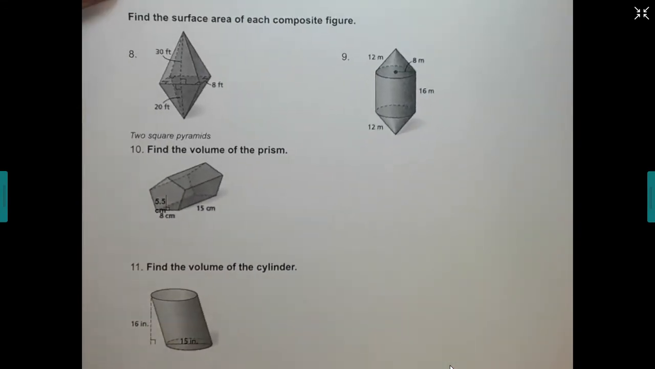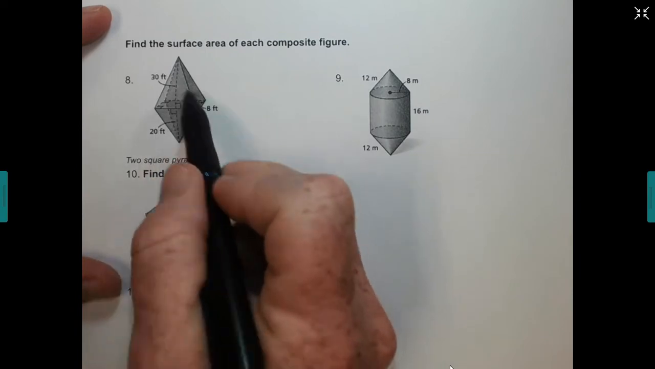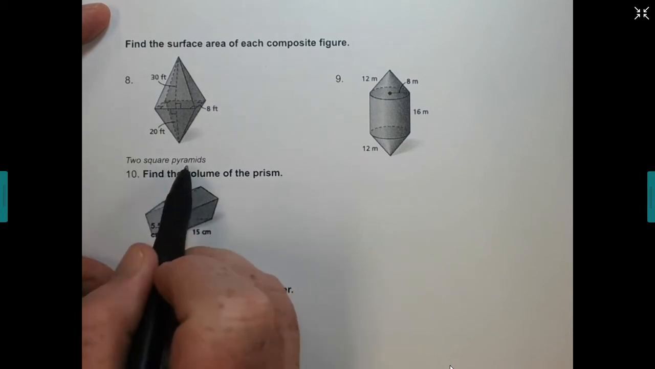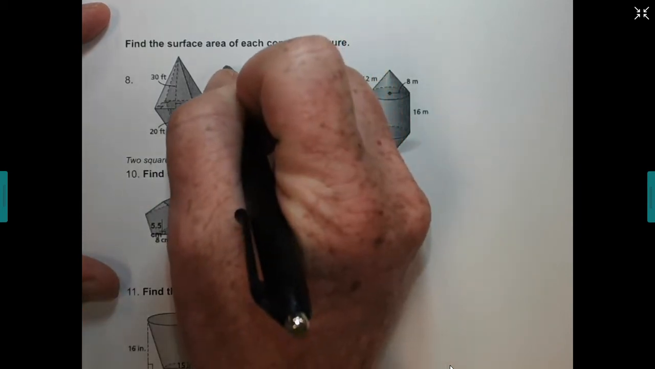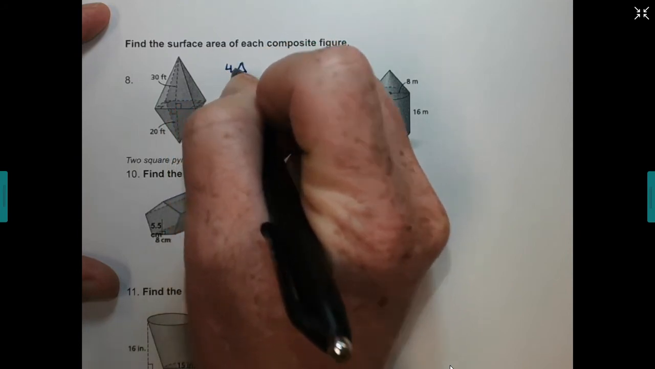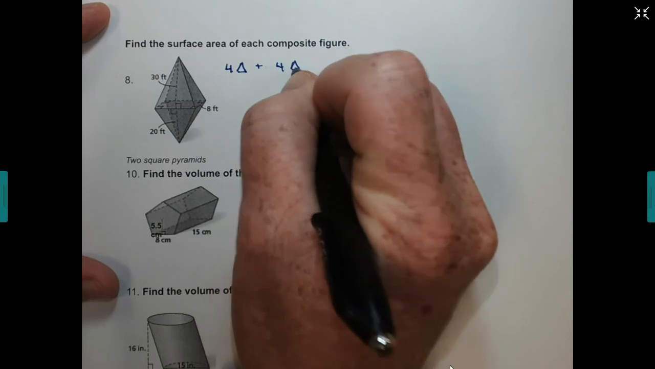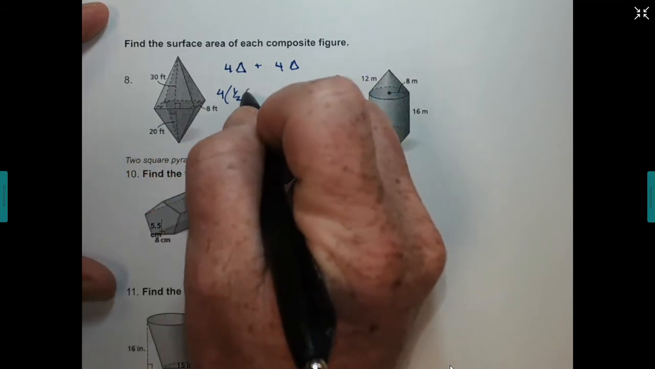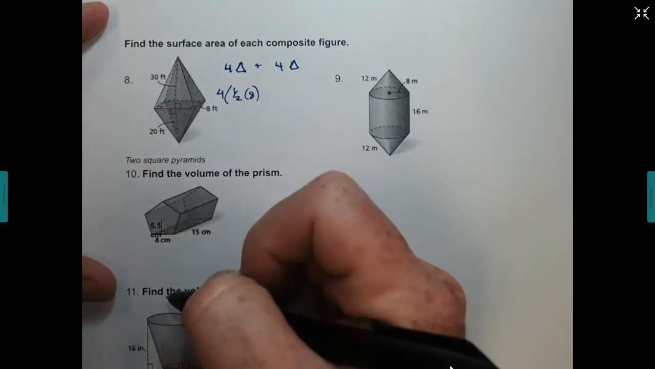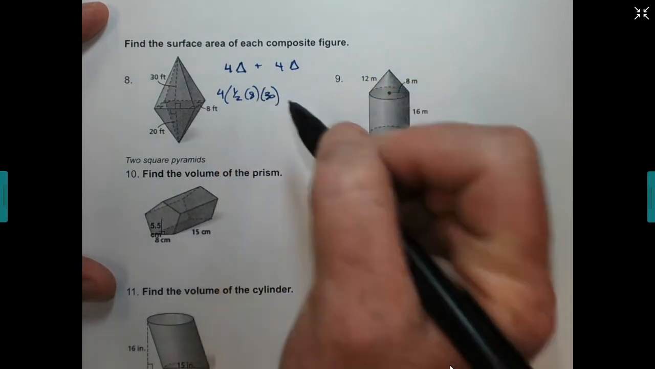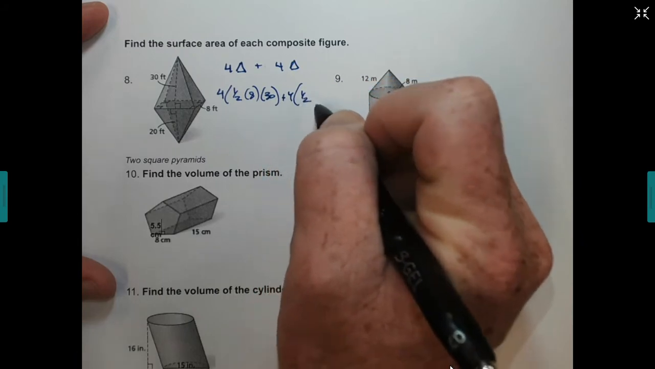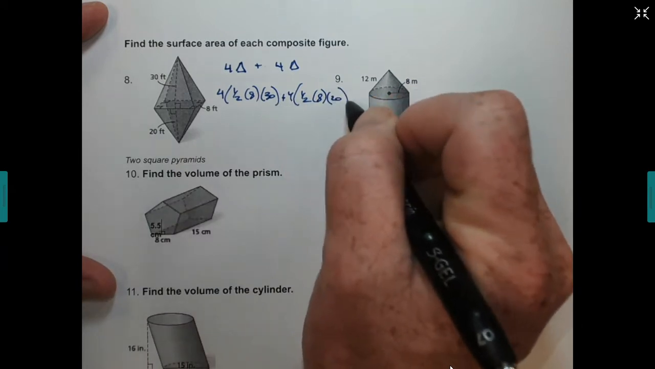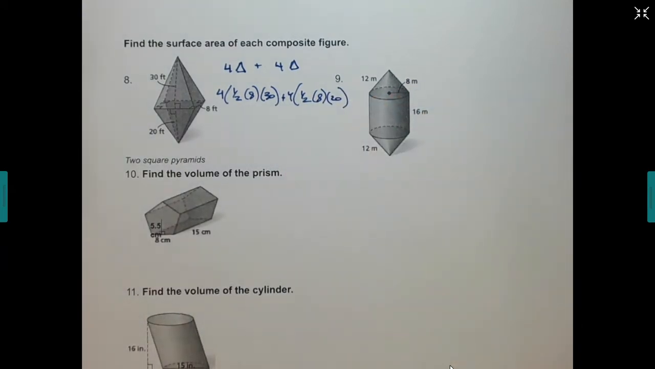All right, now we get to a real problem. Surface area. If we have a composite figure, you better have a dang plan. So these are 2 square pyramids. So realistically, I could paint the 4 triangles up top, and I got 4 triangles on bottom. So 4 times 1/2 of the base of each, which is 8, times the height of that triangle, which is 30. The base of the bottom triangles, each of the bases is 8, and the height of those are 20. So plan, and I went after it.